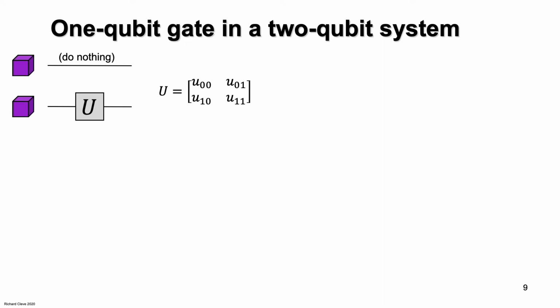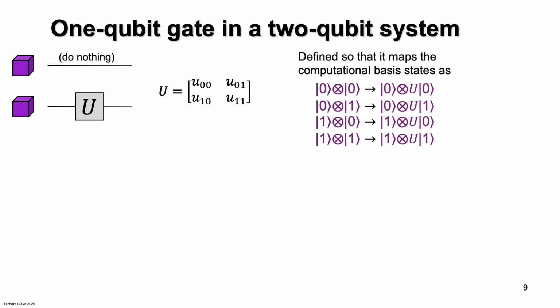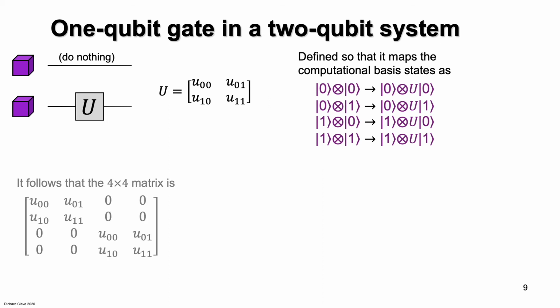If the individual qubits happen to be in computational basis states, then it's reasonable that the first state does not change and the second state is acted upon by U like so. This makes intuitive sense. Now, if we have a 4x4 unitary matrix whose effect on the basis states is this, then by linearity, it must be this 4x4 matrix. This is what we take as the definition of doing nothing to the first qubit and applying U to the second qubit.